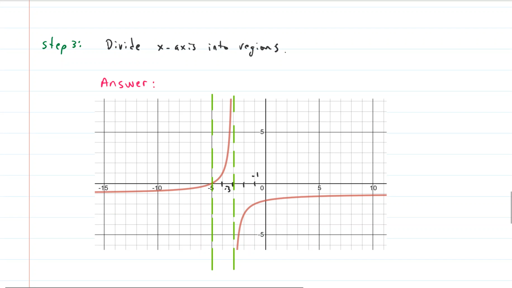So now we have 3 sections. We can clearly see 3 sections. We have to the left of negative 5, and then we have between negative 5 and negative 3. Whoops, I totally wrote that wrong. So let's write that.